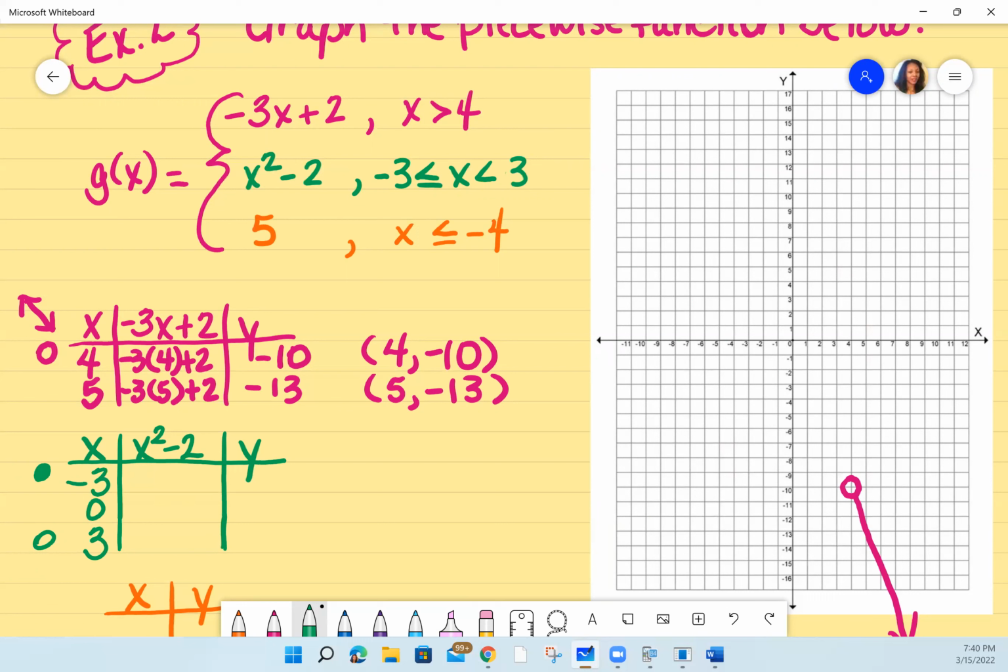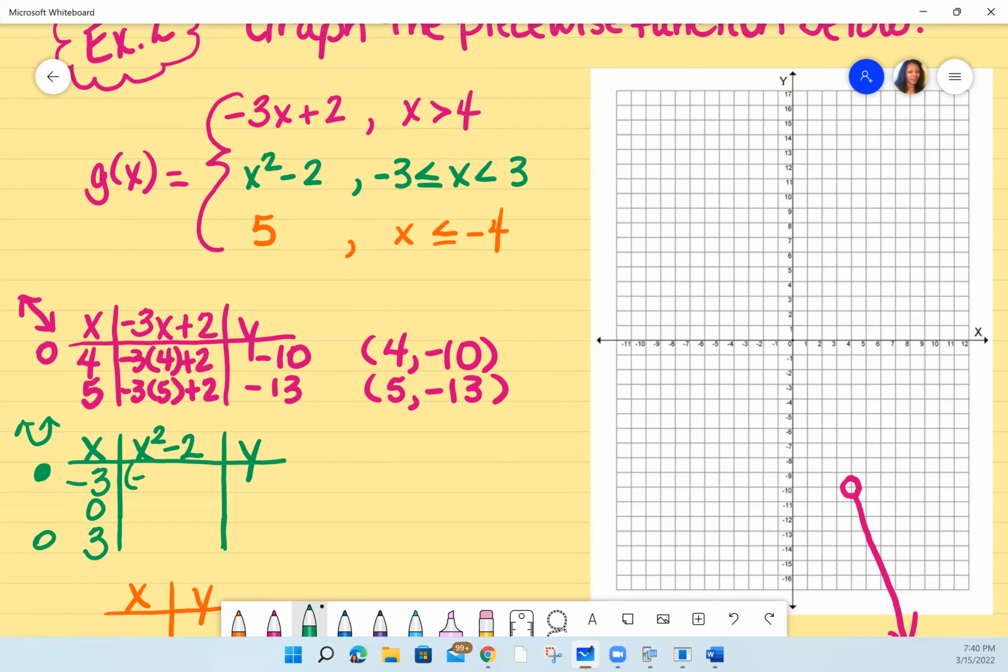And the reason I'm doing this is because this time, this is not a linear graph. This is a parabola because it's x squared. And it is actually facing upward because there is a positive leading coefficient. So I know that both of my arrows are going to go up because it's an even degree. And like I said, the leading coefficient is positive.